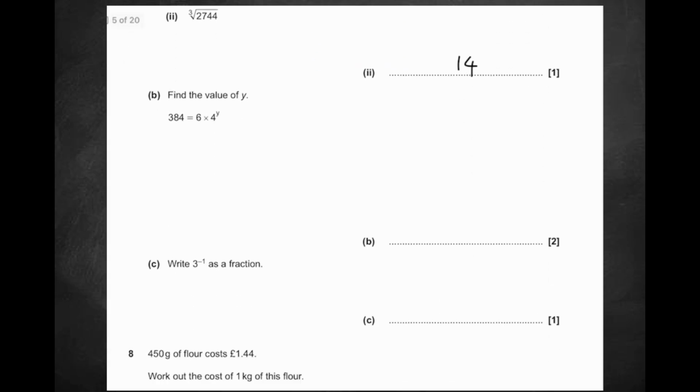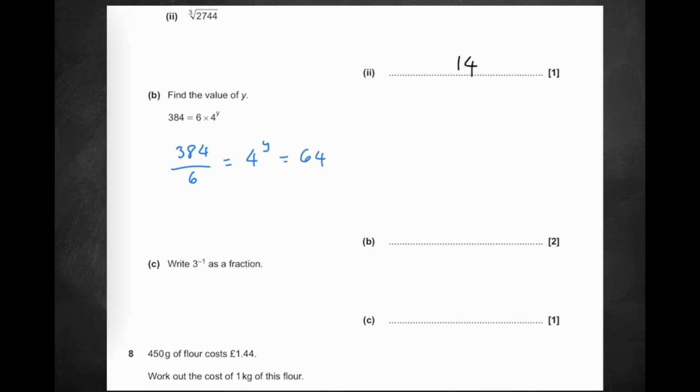And part B, find the value of y, where 384 equals 6 times 4 to the power y. So what we're going to do here is 384 divided by 6 is going to be the same as 4 to the power y. All we've done there is divided both sides by 6. I'll do that on my calculator. 384 divided by 6 is 64.